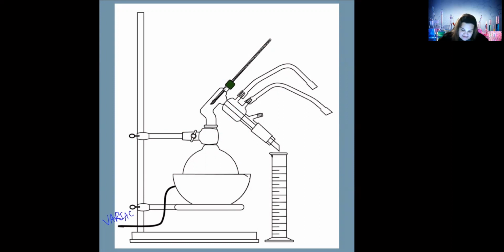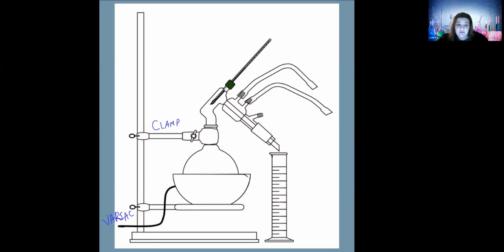You want to make sure that the neck of the RBF is clamped, right? We clamp the neck of the RBF so that everything is a stable foundation, just in case this were to fall or when we remove it later, the RBF is still safely in place. It's a safety risk, right? We want to prevent the breaking of glass and things like that.